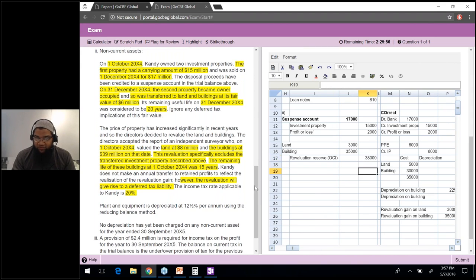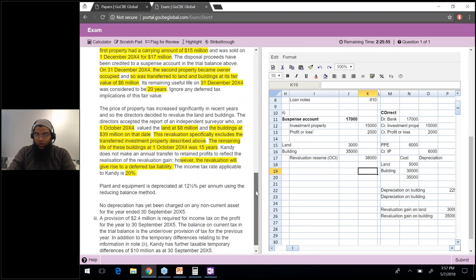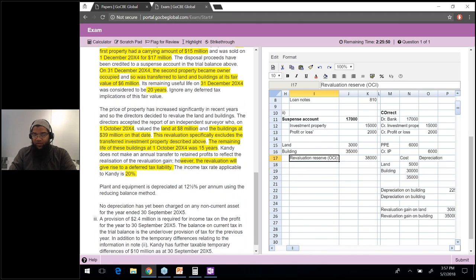So now we have done the revaluation, but we need to record the deferred tax as well. Now, what will be the entry of deferred tax? Revaluation reserve debit again, and deferred tax liability credit by what amount? By 38,000 into the tax rate of 20%. So the deferred tax liability amount is going to be 7,600.